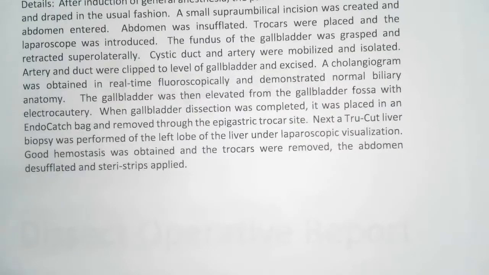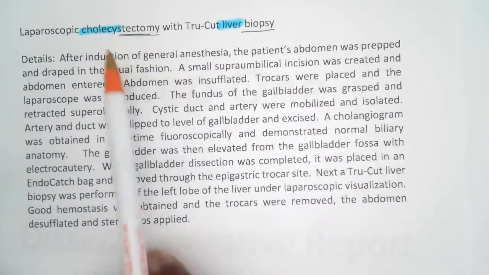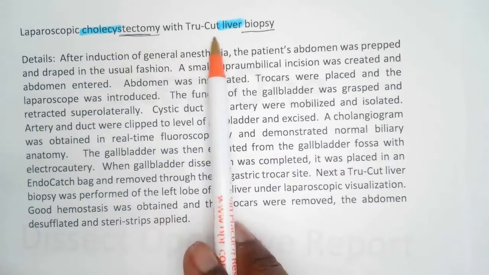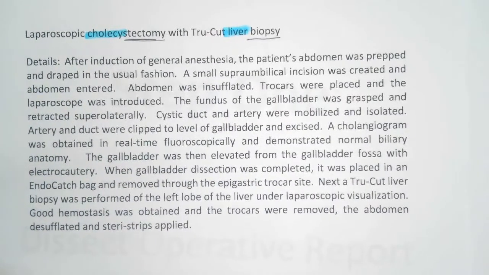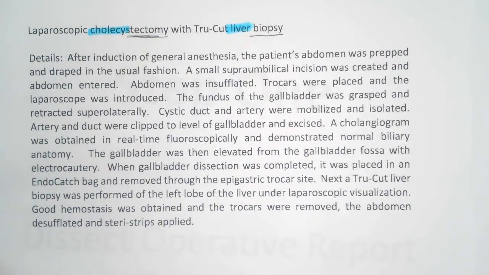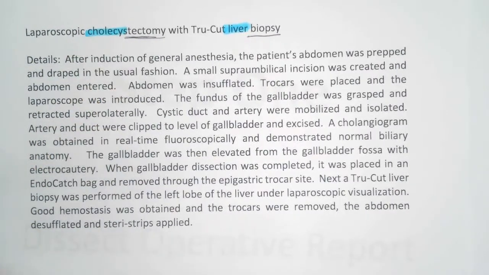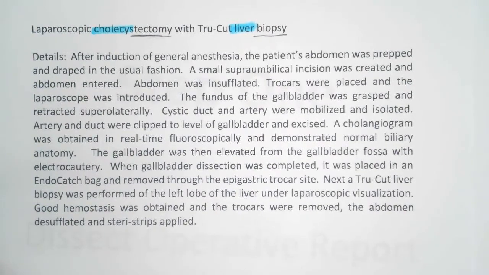So today I have a patient who had a laparoscopic cholecystectomy with a true cut liver biopsy. So immediately I know I need to pay attention to what actually happened with the gallbladder as well as what part of the liver this procedure was performed on. Every report is always going to start off with the provider prepping and draping the patient in a sterile fashion. You're always going to see some type of anesthesia being provided.